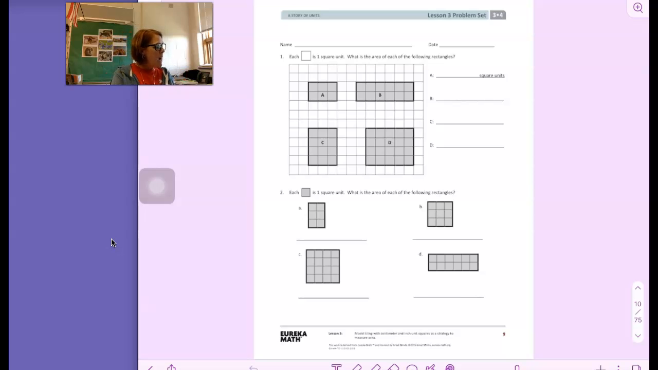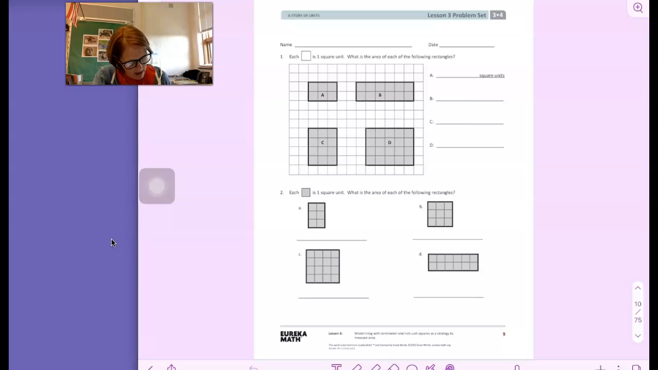So we're talking about finding the area of figures, and let me see what exactly the lesson says so I say it correctly. Model tiling with centimeter and inch unit squares to measure area. So we're using centimeter and inch squares, thinking about those measurements to find the area of a figure. So question number 1 says, each square is 1 square unit. What is the area of each of the following rectangles?